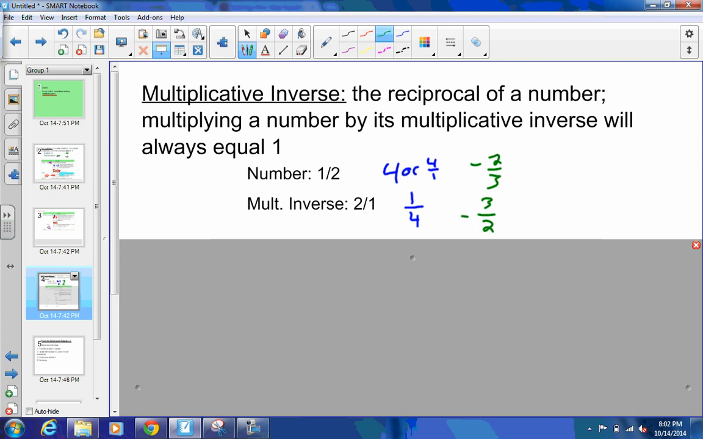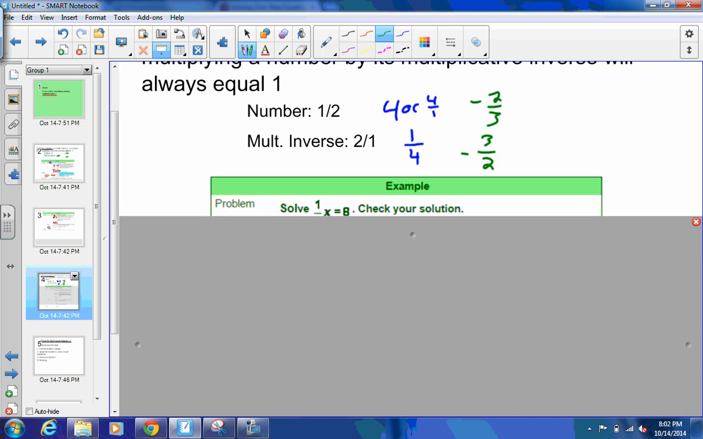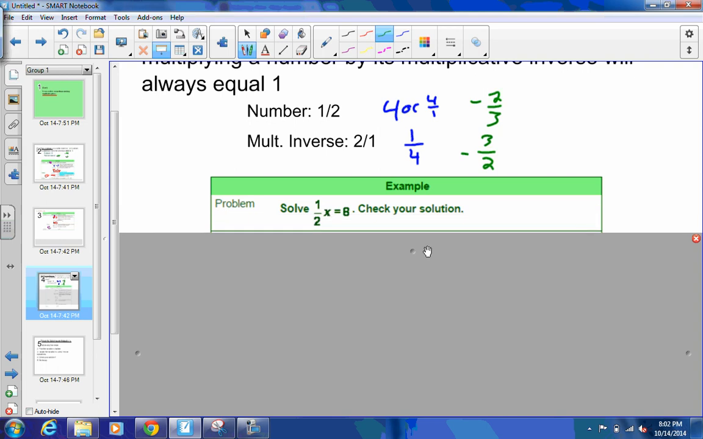Okay, well, this is what we're going to use to solve equations when we want to multiply things. All right, so I'll show you an example here. This will be a real good one. All right, first off, we have solve 1/2 x, or 1/2 times x equals 8. We want to solve for x. So let's look for that variable, first of all, that we want to isolate. Let's put a box around x, because that's going to stay there.